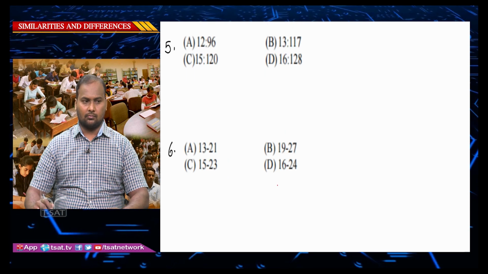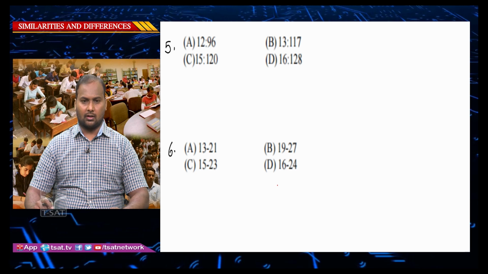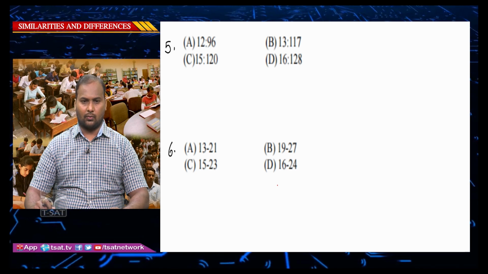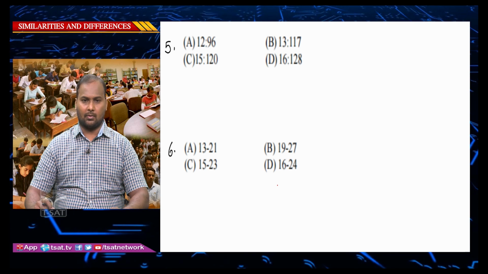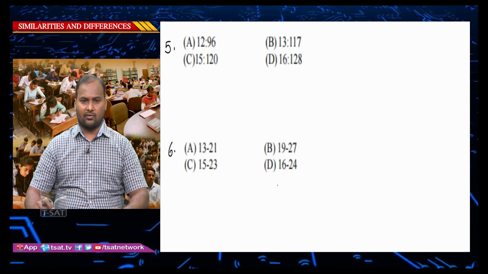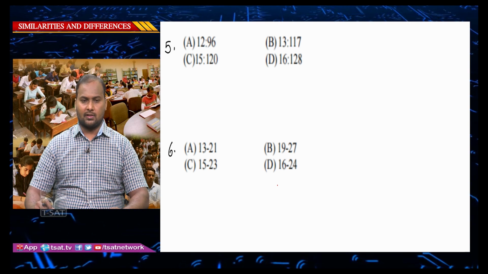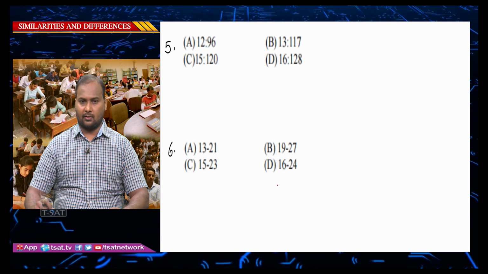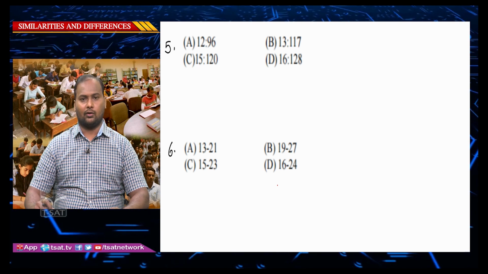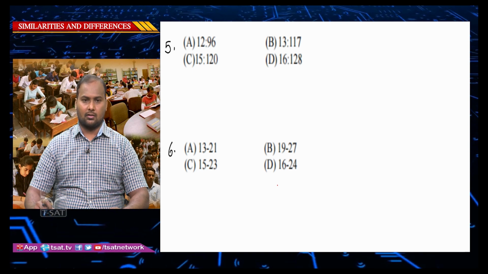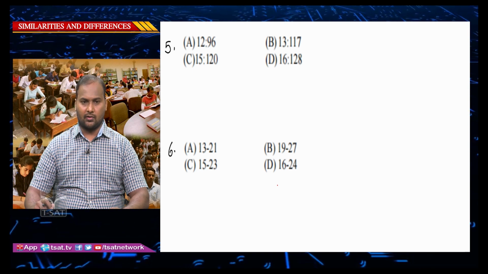If you see this question, 12 96, 13 117, 15 120, 16 128. Same here, 12 is a small number, 96 is a big number. 13 is a small number, 117 is a big number in option B. In option C, 15 is a small number, 120 is a big number. In option D, 16 is a small number, 128 is a big number. So the same logic one needs to apply, either squares, cubes or multiplications or combinations.